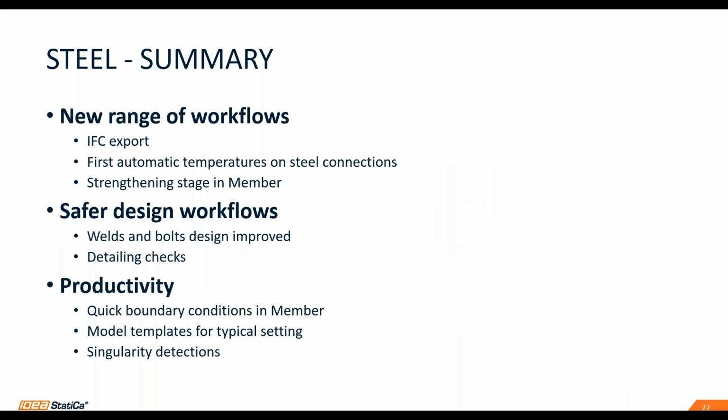And a quick summary. A new range of workflows, so you can use the IFC export, new automatic temperatures, and strengthening stage in Member. What is there for safer design? We added a lot of code checks for welds and bolts, assuring you are in accordance with the design code. For productivity and modeling speed, new quick general boundary conditions in Member, modeling templates for typical settings, and detection of singularities in the model.